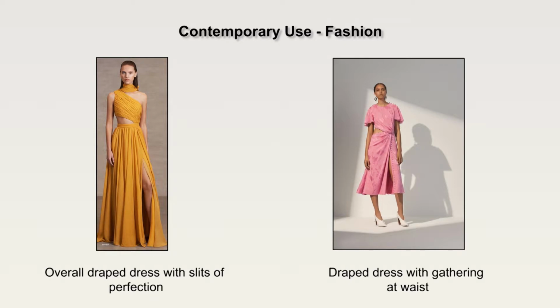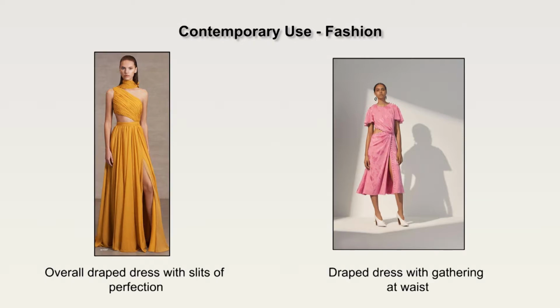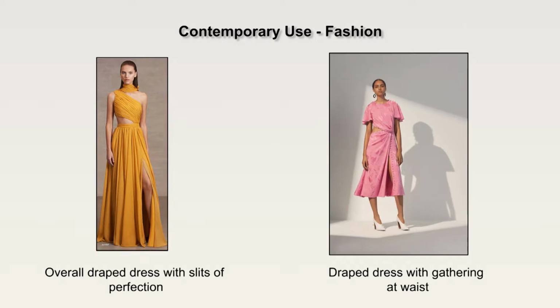We will now look at examples of the usage of draping in contemporary fashion. The orange overall dress has been draped with slits of perfection. It is from the Prabal Gurung Resort 2018 fashion show. The pink draped dress with gathers at the waist is again from the same designer's collection.